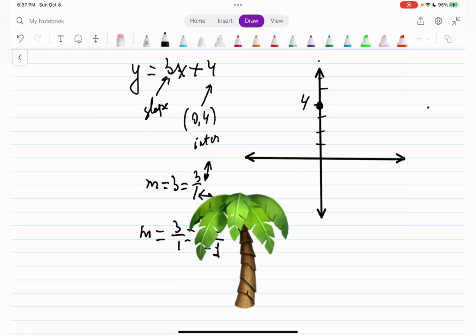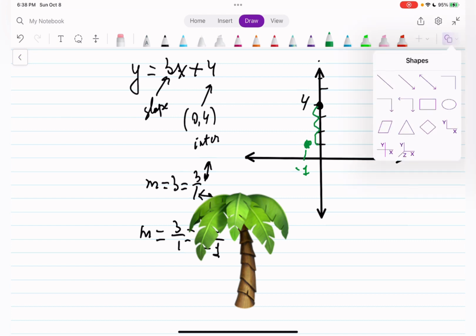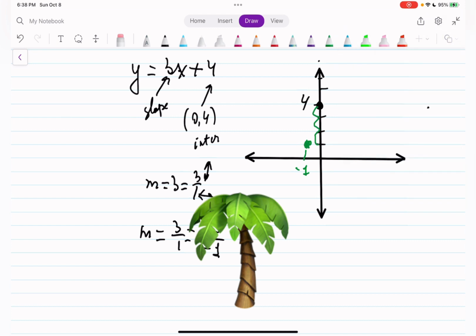All right, so from here, what am I going to do? From 4, I'm going down by 3, 1, 2, 3, right? And then negative 1, it's going to go horizontally to the left. Negative 1. This is the second point. And I am connecting these 2 points. There we go. So that's how I'm going to graph.